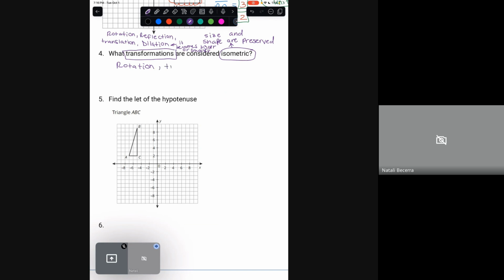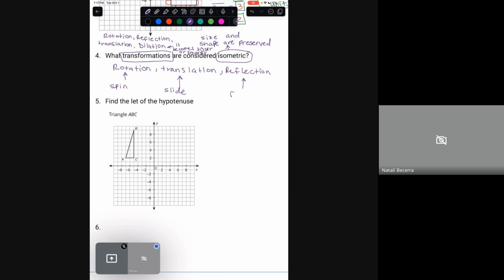For translation, all I'm doing, so rotation means to spin. All I'm doing is spinning the shape. I'm not changing the size or the shape. Translation would be another one because all I'm doing is sliding. And then reflection will be another one because all I'm doing is flipping it. So spin, slide, and flip. That's rotation, translation, and reflection.